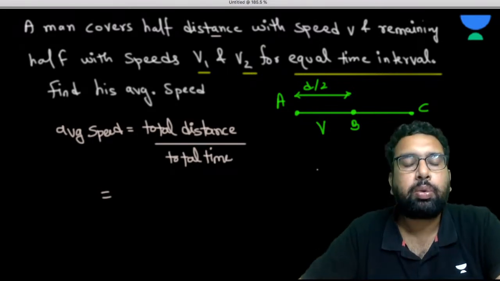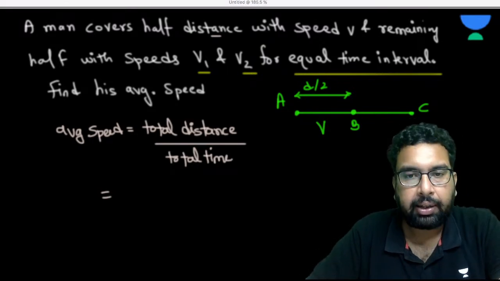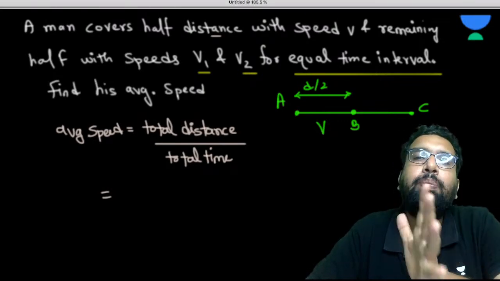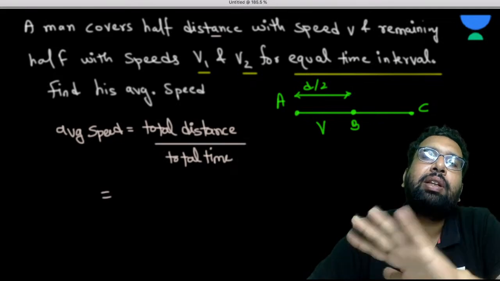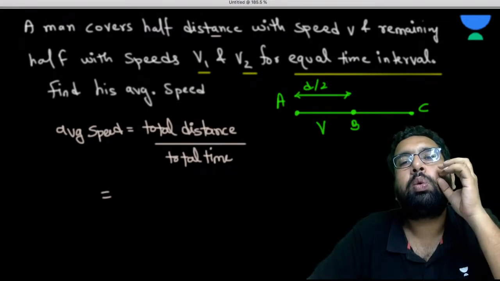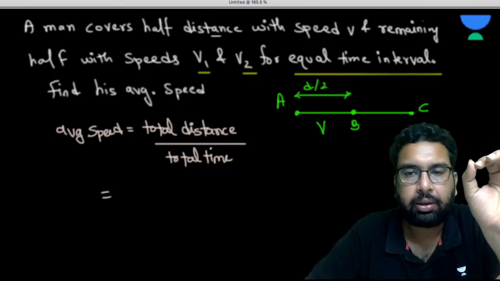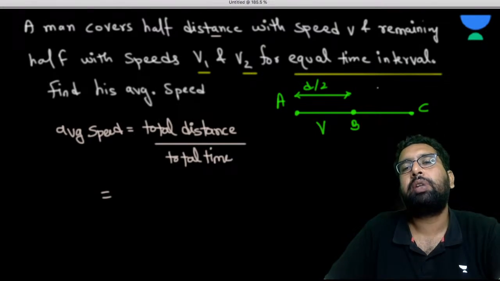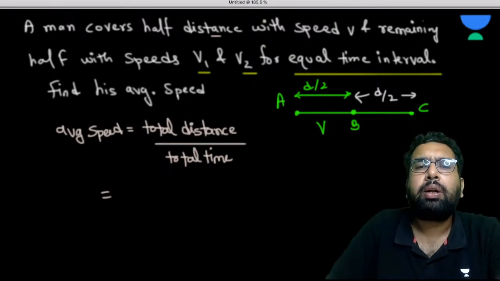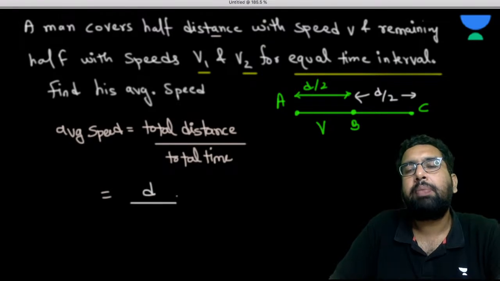Here's what the students try to think: that between B and C, the first half is traveled with v1 and the second half with v2. There is nothing mentioned like this. We only know that the distance d by 2 from B to C is traveled at two different speeds in two equal time intervals. So now let's try to do it. Total distance is d by 2 plus d by 2.